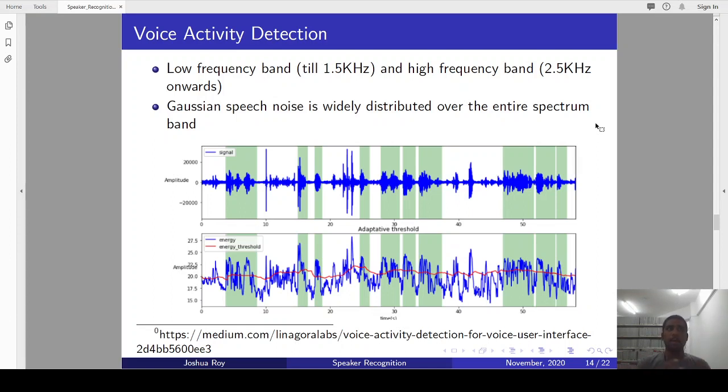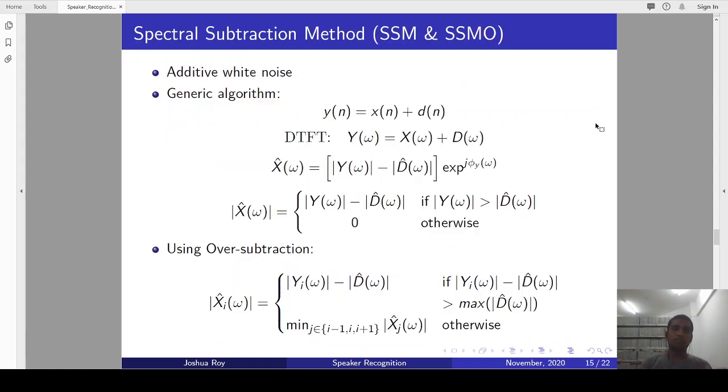There are particular intervals where I will be speaking, and particular intervals where I won't be speaking. It can detect which part I spoke and which part I did not speak. It considers both, and that's how it works. Moving forward, the spectral subtraction method: there are parts where I speak, and parts where I don't.